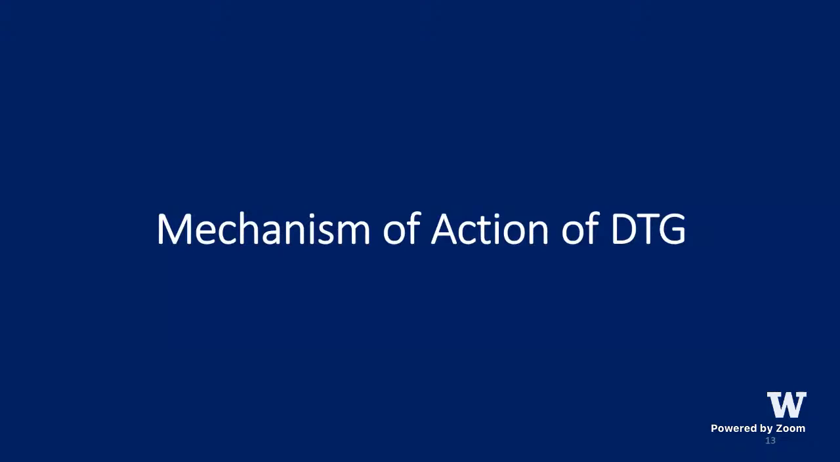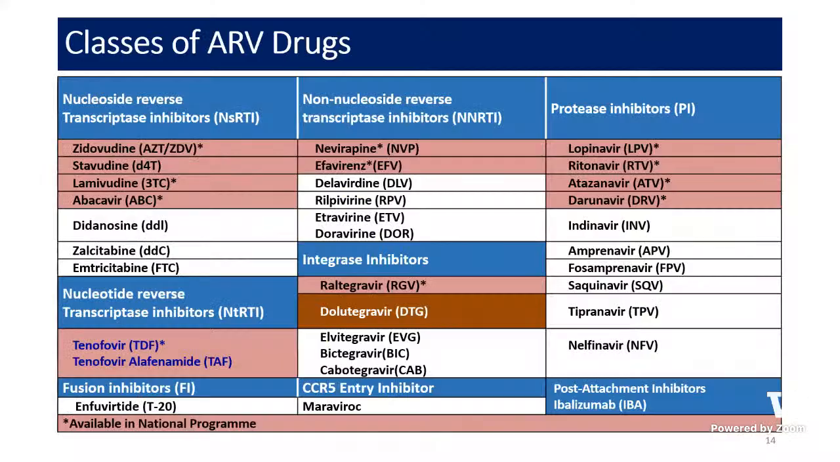Now, mechanism of action of dolutegravir. This is an ARV chart. We know that there are almost 6 to 7 classes of ARV drugs. One is the nucleoside reverse transcriptase inhibitor, nucleotide reverse transcriptase inhibitor, and that is tenofovir. And there are fusion inhibitors, enfuvirtide.